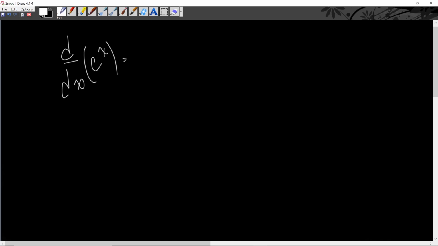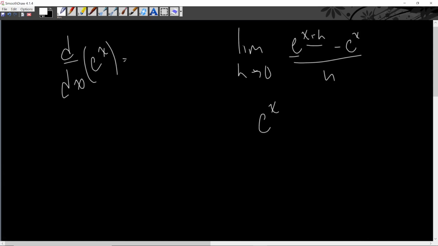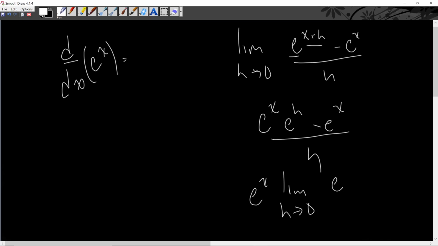We were at the limit definition, so the limit as h approaches 0 of e to the power of x plus h minus e to the x all over h. Now from here, we have the same base, so we can split these into two. We have e to the x times e to the h minus e to the x. We factor out e to the x, and we can actually bring that out of the limit entirely. Then we have the limit as h approaches 0 of e to the h minus 1 over h.